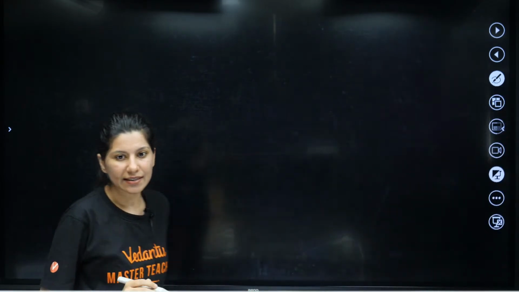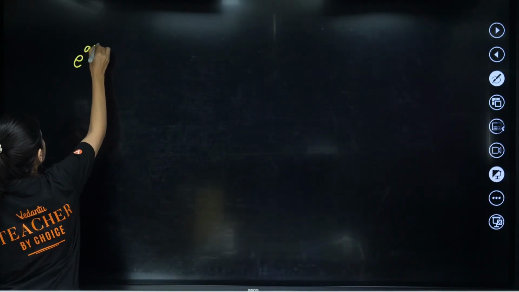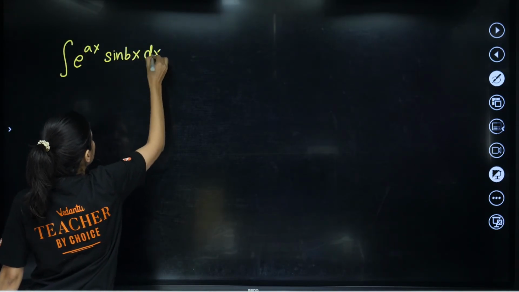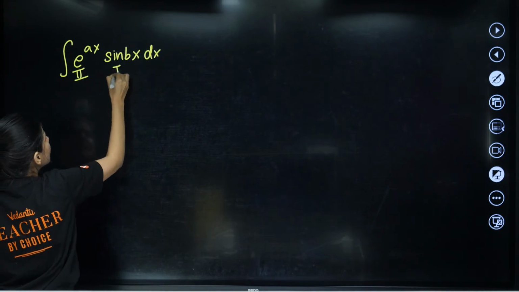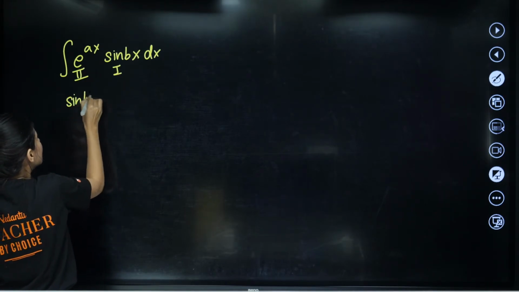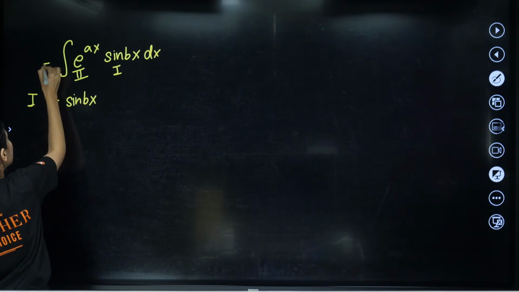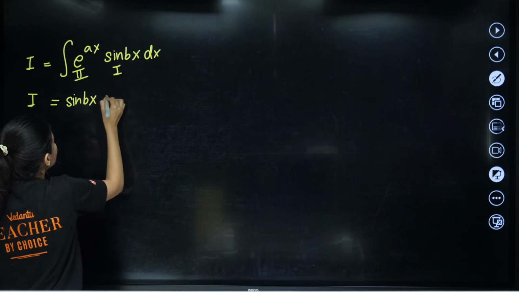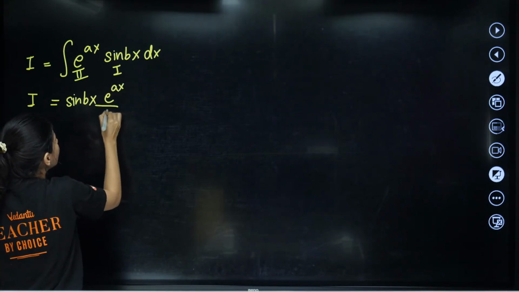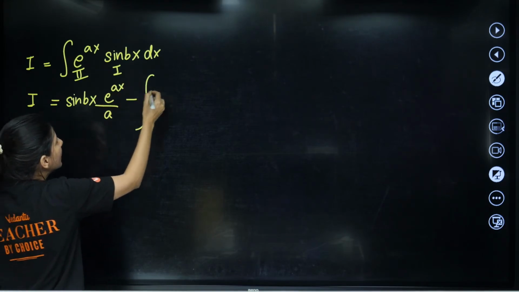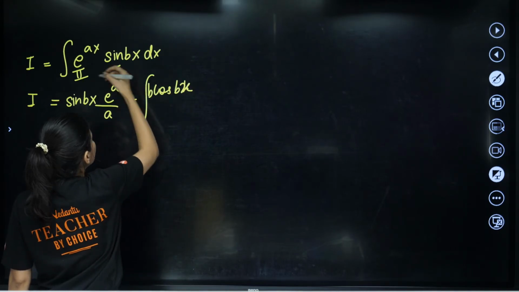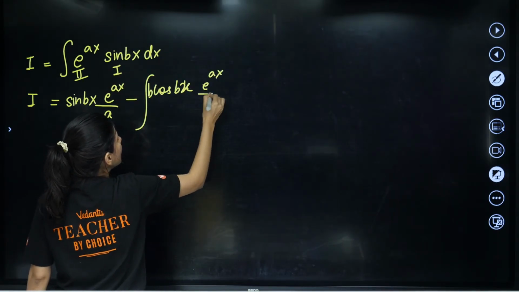E raised to power ax sin bx, integral dx. This is your second function, this is your first function. Let me take this as I. First function constant, integral of second function. So the integral of the second function will be e raised to power ax upon a, minus integral of the derivative of the first function, cos bx into b, and the integral of this will be e raised to power ax upon a dx.